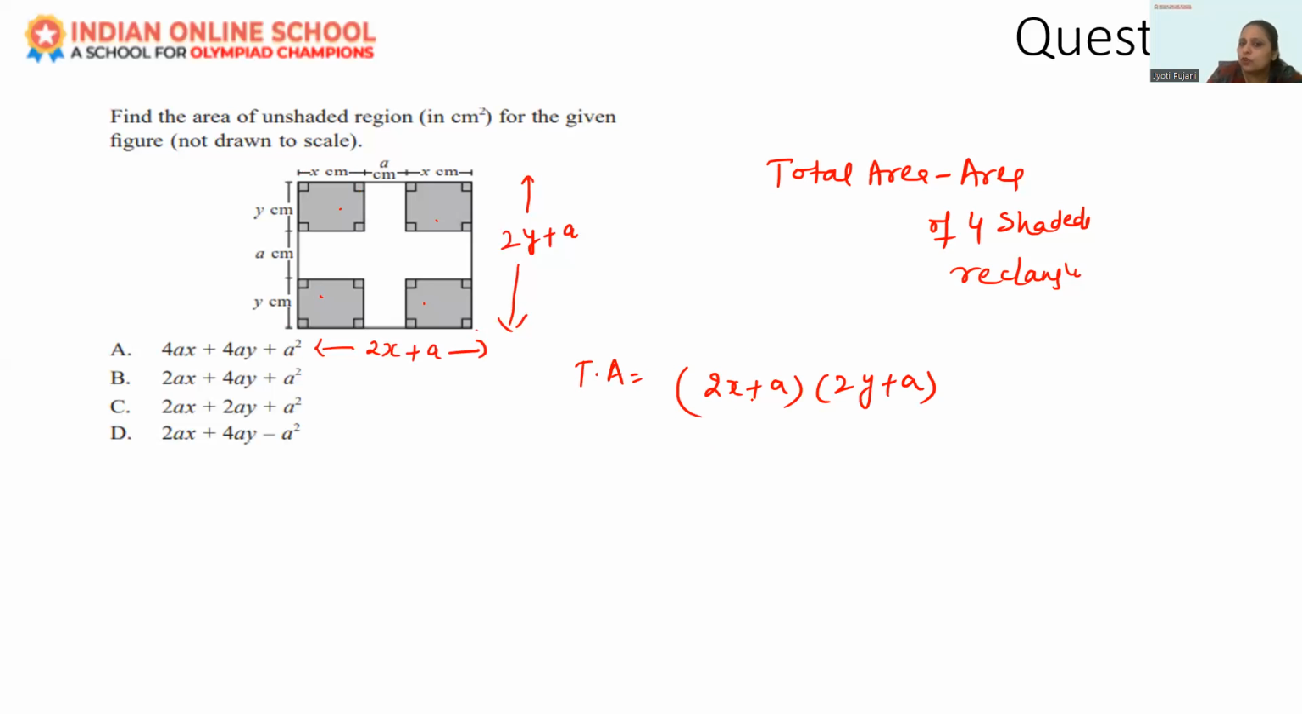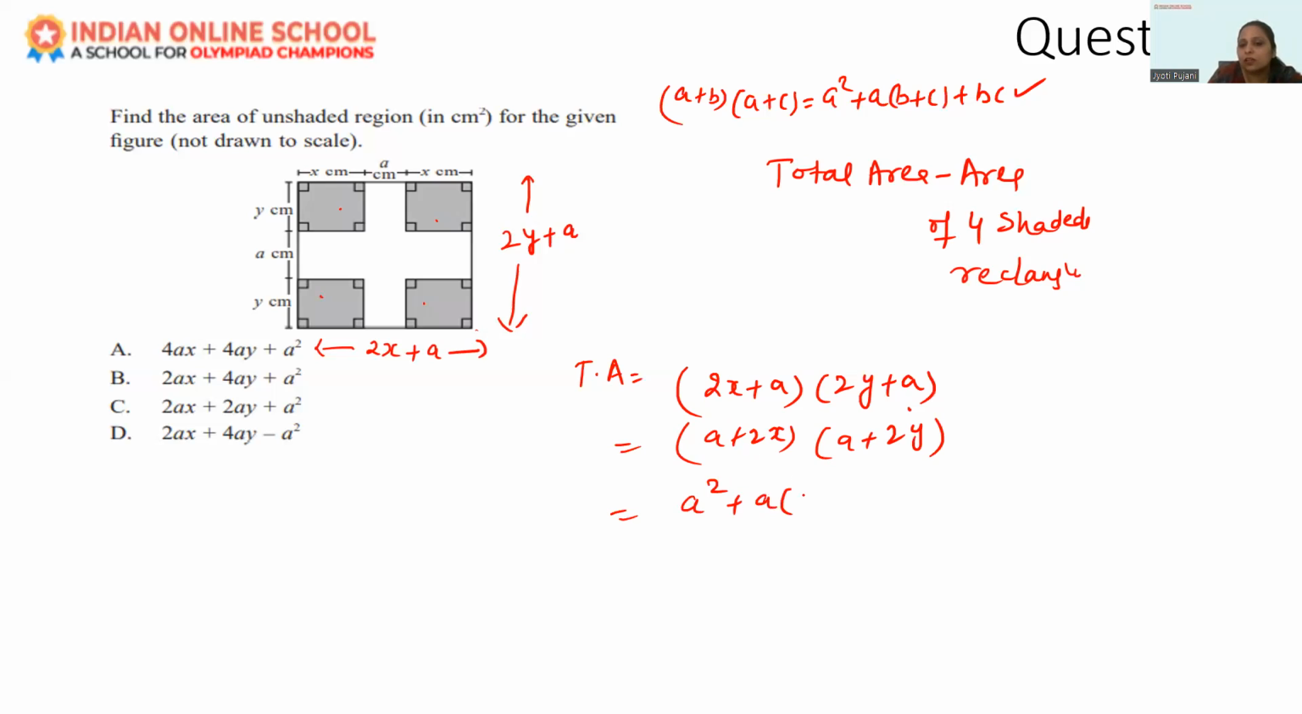If you see that, you have to multiply. Otherwise, you can use an identity. What is the identity, if you know that? (A plus B) multiplied by (A plus C) is equal to A square plus A times (B plus C) plus BC. You can use direct multiplication or you can use this one. Here A plus 2X, then A plus 2Y. Using the identity, it will become A square plus A times (2X plus 2Y) plus 2 2s are 4XY. So this will become my total area.